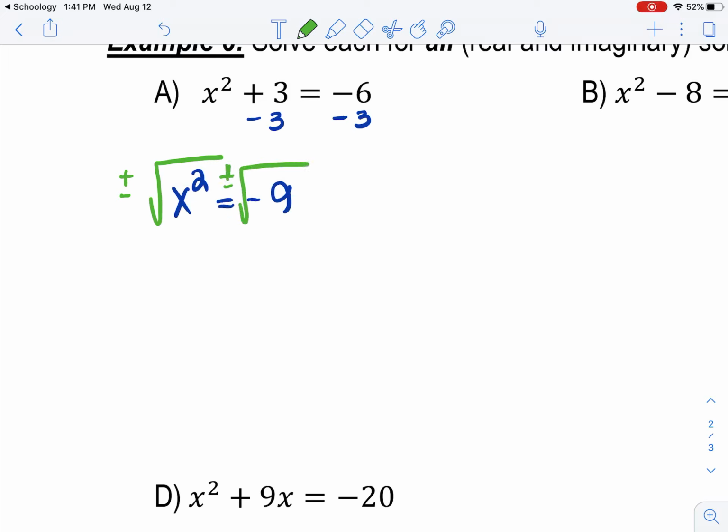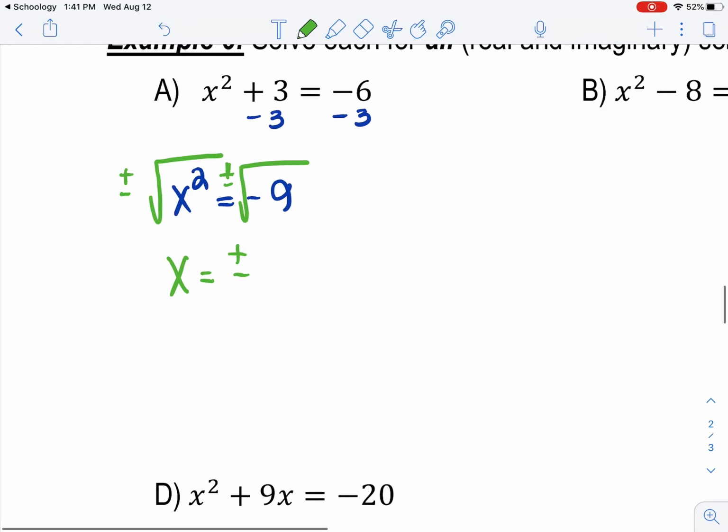Okay? Reason why is because I have to be able to plug a number in here, right? And let's say I just give one answer, 2, right? 2 squared is 4, but -2 squared, -2 in parentheses squared, -2 times -2 is also 4. So we have to account for both of those answers. So I get x equals positive or negative, and then I need to know what the square root of -9 is.